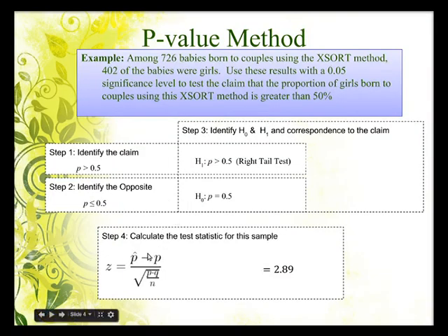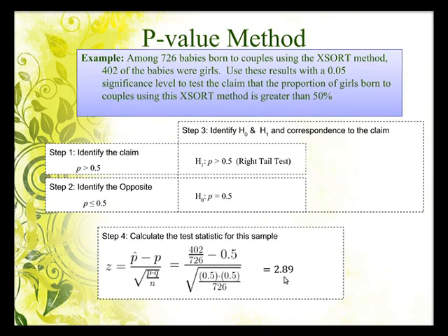P is what the population proportion would be if this H0 method didn't work. So what I'm assuming the population proportion to be is 0.5. You also get that from the null hypothesis, 0.5. So again, Q is 1 minus 0.5, and N in this case is 726. Plugging all this into my formula and throwing it into the calculator gets me a 2.89 test statistic.